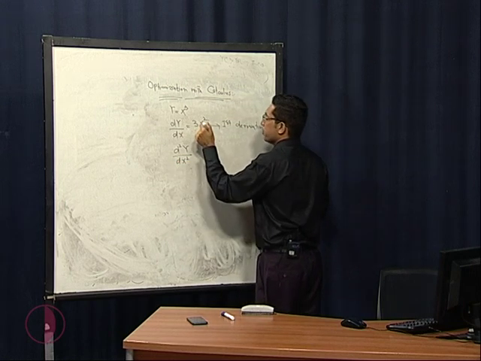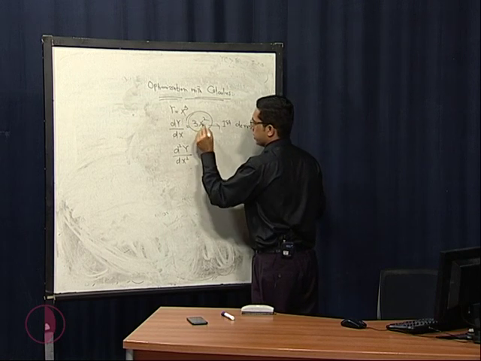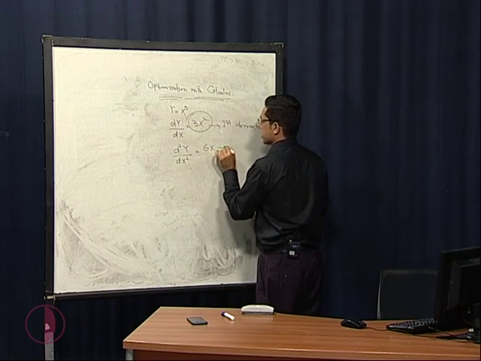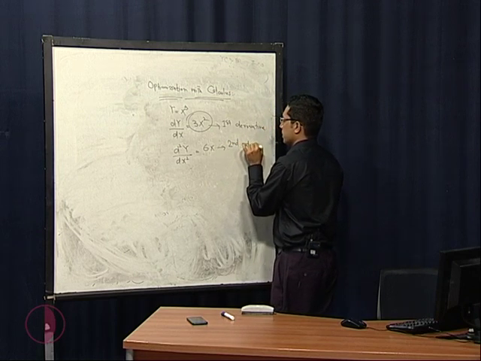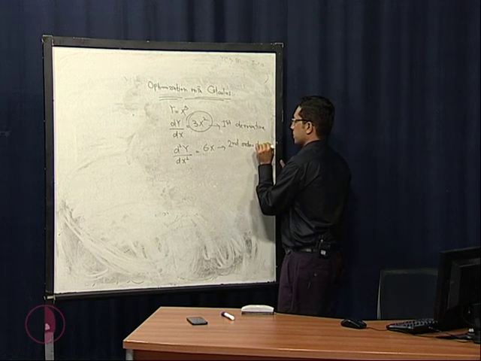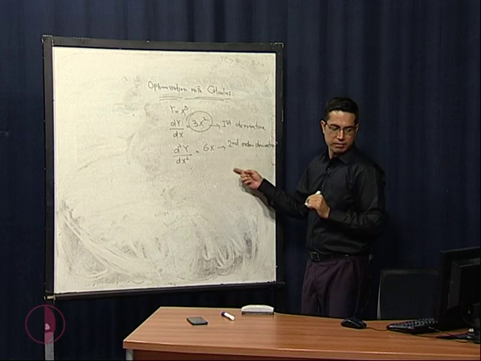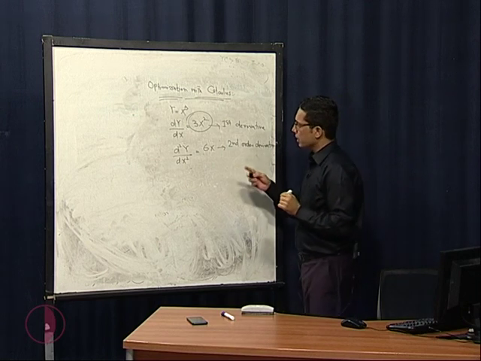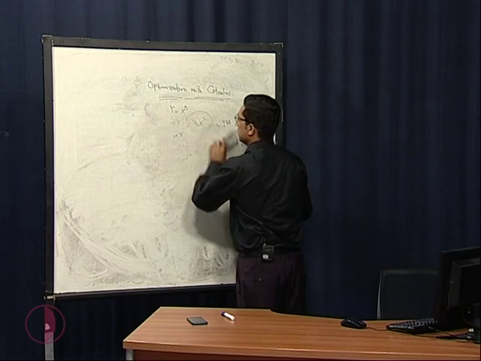Second order derivative means derivative of this one, derivative of the derivative. It will be 6x. This is called second order derivative. Now let me give you a specific example.